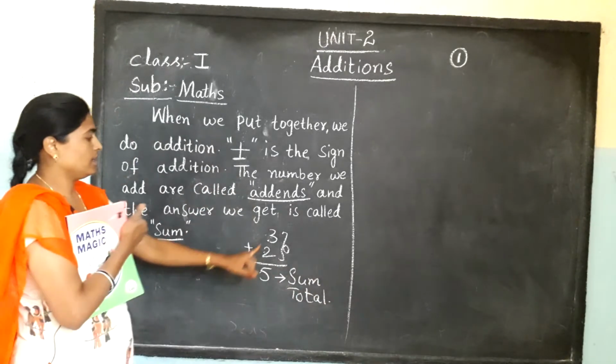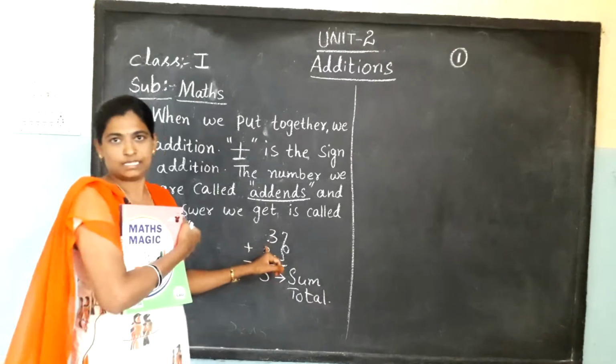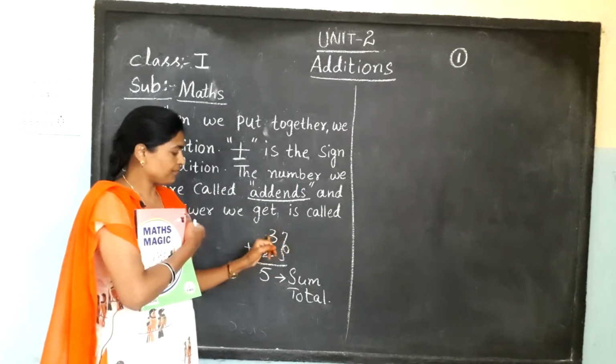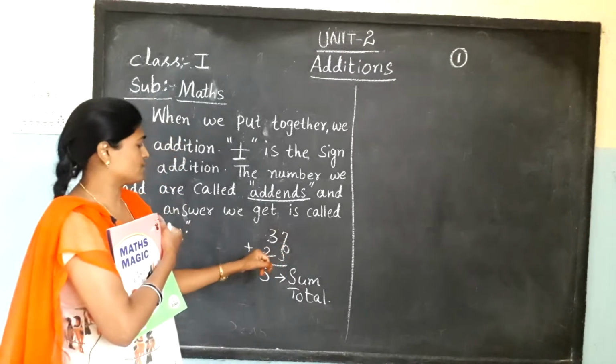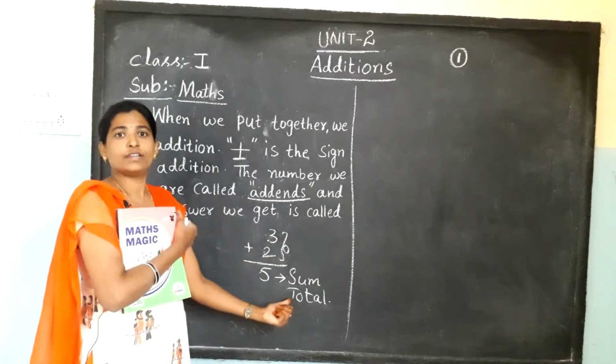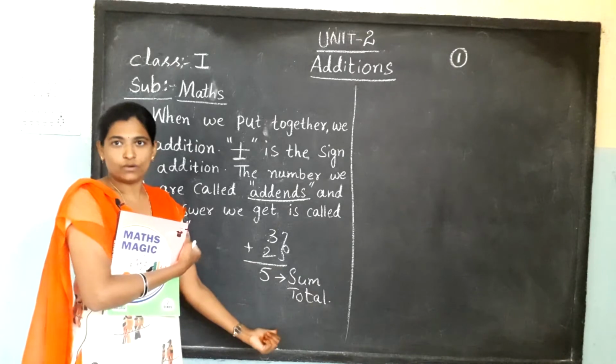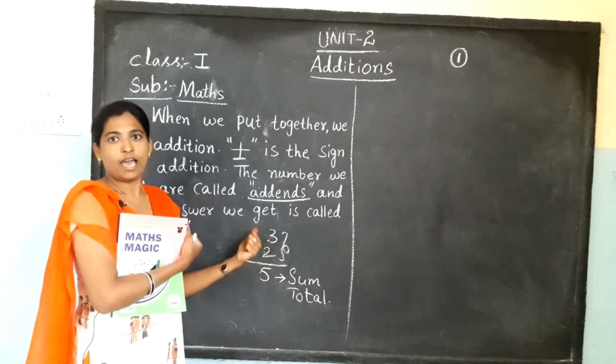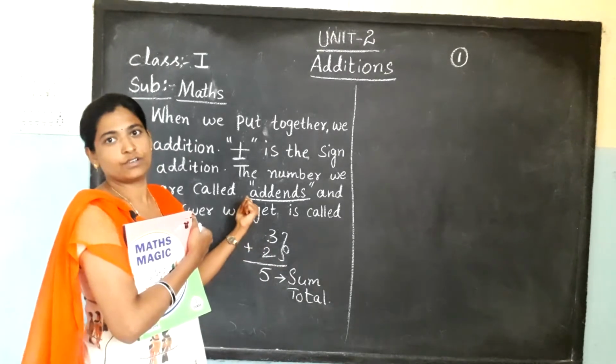Again I will explain. These two numbers are addends. Whatever you are adding, 3 plus 2, the answer came 5. What will you call this? Sum or total. Understood? I think that you understood.